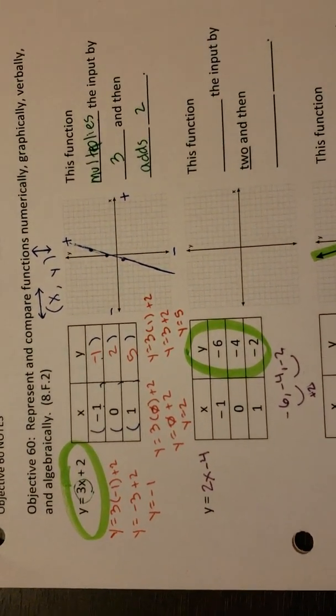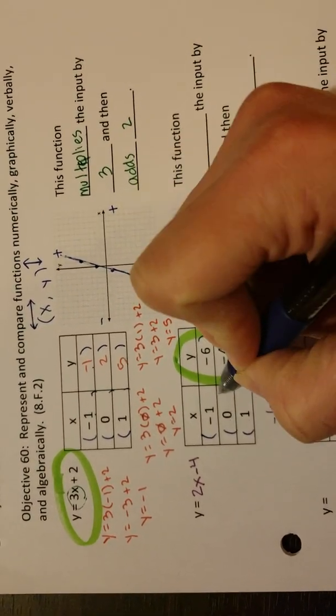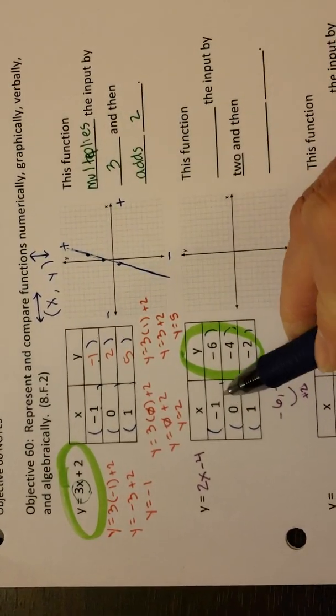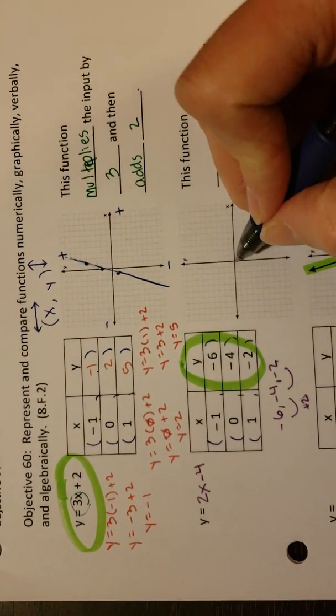Now knowing that, again, you can turn these into coordinates and graph them. So -1, -6 means 1 left, 6 down from the origin.